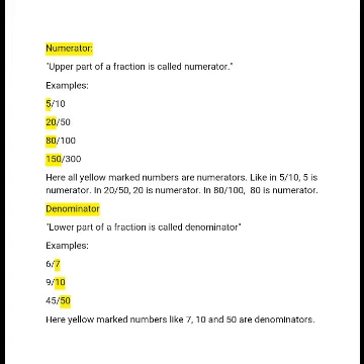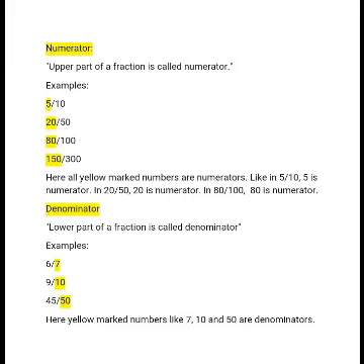Now we discuss the denominator. What is this term, denominator? The lower part of a fraction is called a denominator. Examples: 6 by 7, 9 by 10, 45 by 50. Here the yellow marked numbers like 7, 10 and 50 are denominators.